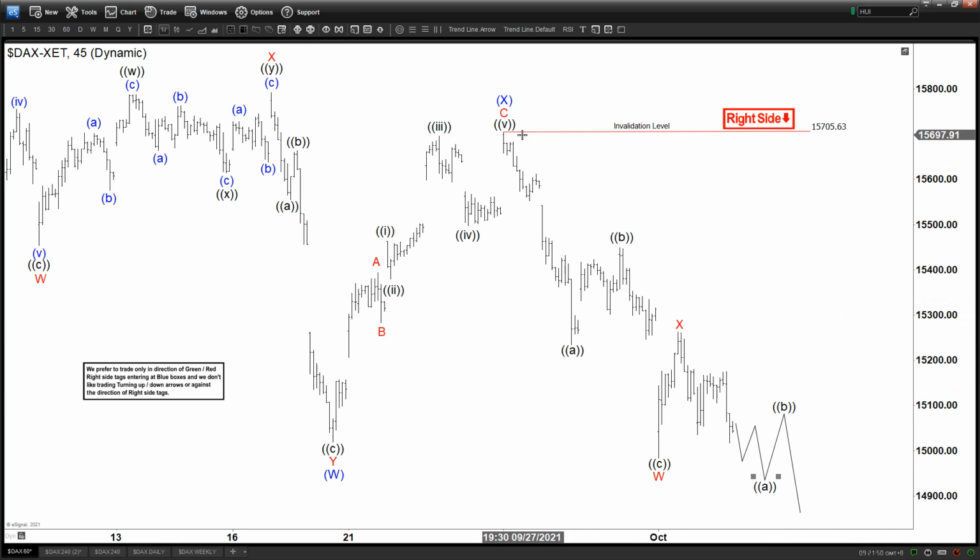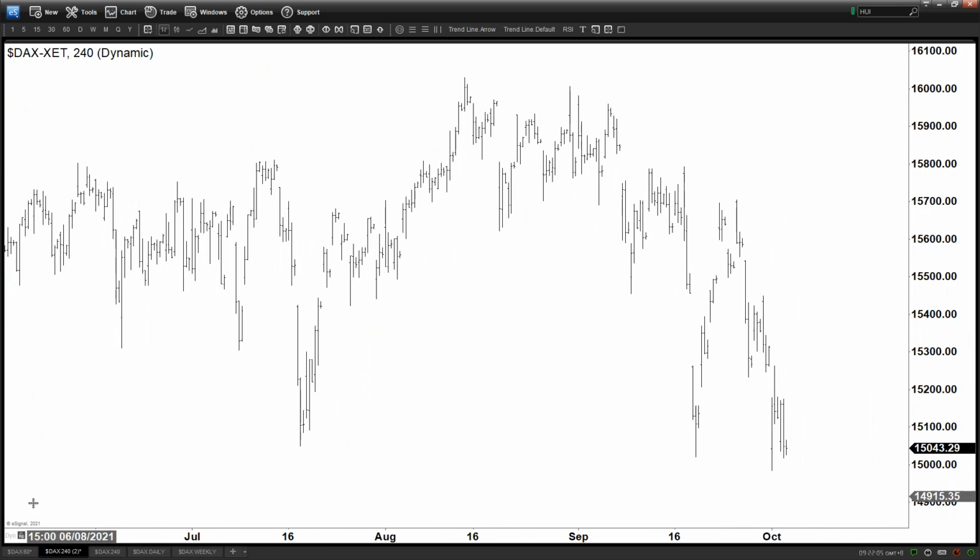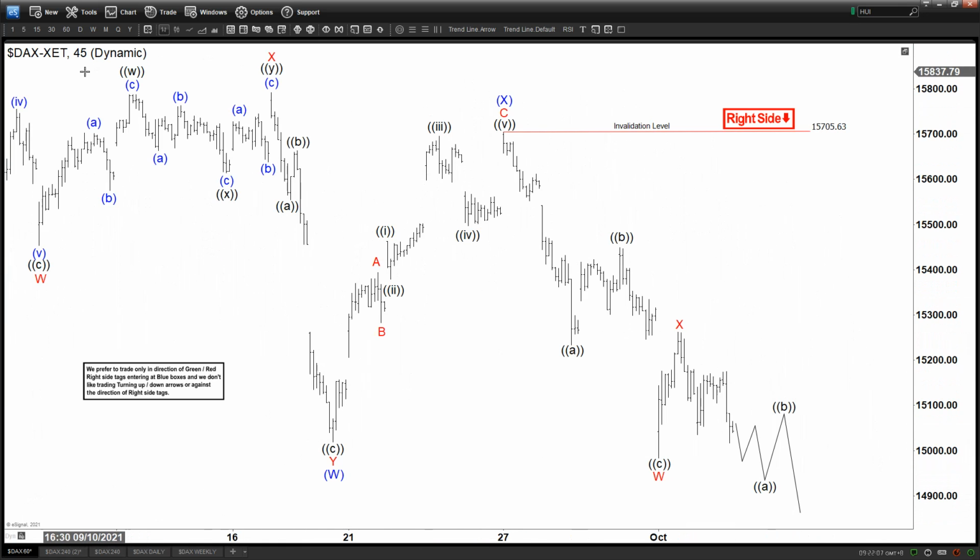So this is just one possible route, and another way will be like we talked about, a larger degree rally before another leg lower. So this key level remains 15705 here, and let's zoom out a little bit to get an idea what sort of potential target on the downside we have. If I look at the 4-hour chart here, let me put in some of the labels we see here.